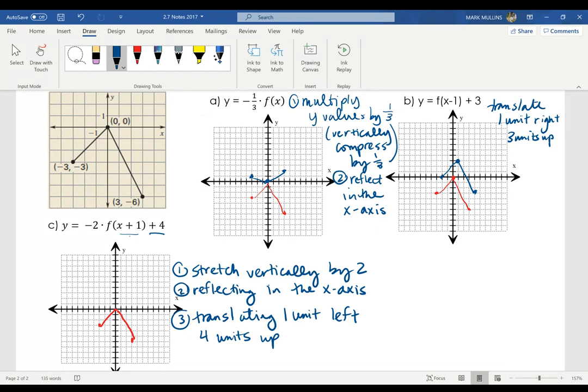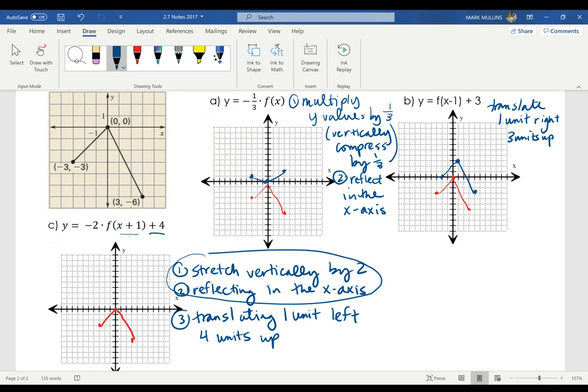This would be a lot to do on this graph in one stage. So I'm going to do 1 and 2 for now, and then I'm going to do 3 because it's just a lot to do. So if I am going to stretch vertically by 2 and reflect in the x-axis, I've got to remember I'm not changing my x's. So this point over here that's negative 3 to the left, it's still going to be negative 3 to the left.